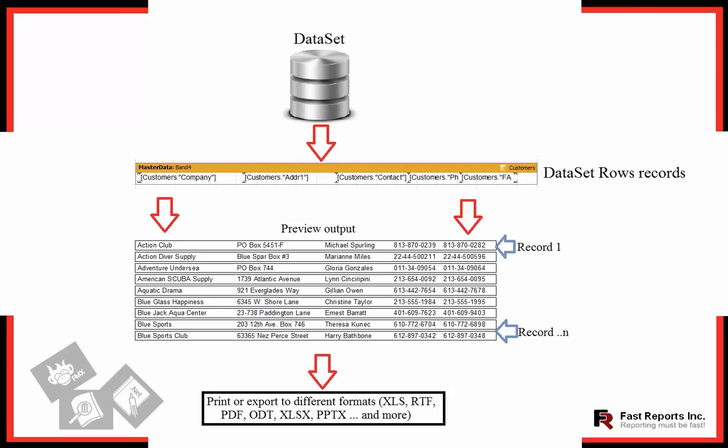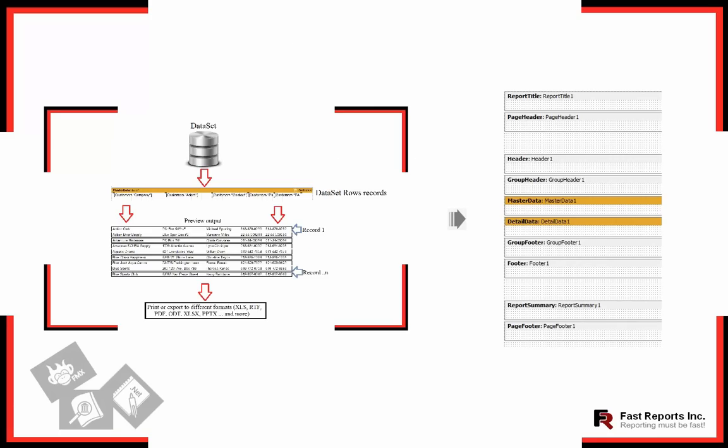I mentioned the band-oriented ideology before, and now on the screen we can see what exactly it means. This means that in the report we have different types of bands. A band can be bound to a dataset and replicates a data row from the dataset. FastReport has different types of bands for different situations. Here we can see report title, page header, group header, master data, detail data, group footer, report summary, page footer. So by combining bands we can build very complicated reports.